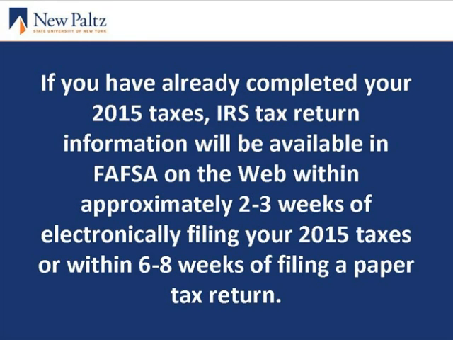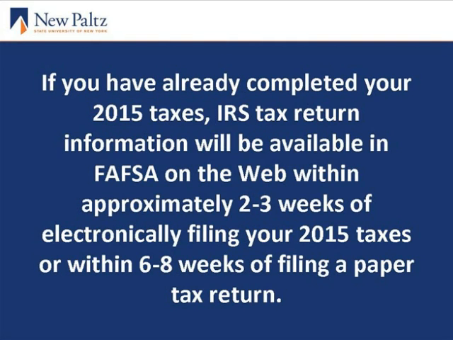This helpful and time-saving process allows financial aid applicants and their parents to retrieve directly from the IRS certain income and information from income tax returns and to automatically transfer that information to the FAFSA application. The data is typically available within approximately 2 to 3 weeks of electronically filing your 2015 taxes or within 6 to 8 weeks of filing a paper tax return.